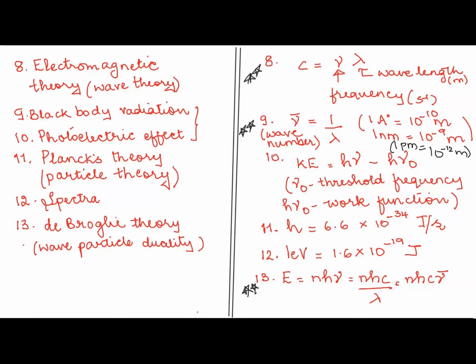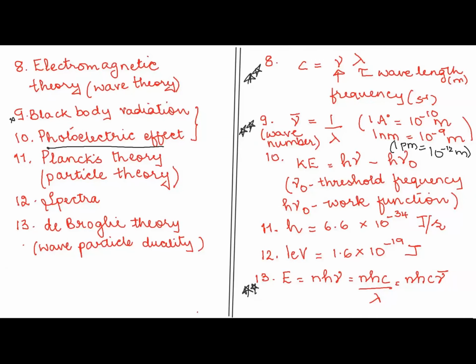Coming next here, why did we study all these things? This is the electromagnetic theory or wave theory. So there you studied about wavelength, frequency, wave number, and all those things. You studied about black body radiation and photoelectric effect next. In photoelectric effect, black body, there is nothing that can be asked, so you can ignore that part.